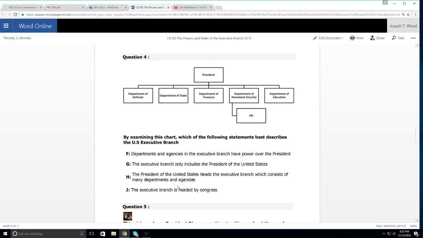The rest just don't make sense. Executive branch is headed by Congress. Congress is not mentioned. The executive branch only includes the President of the United States. Well, that's just not true. You see all these other agencies. Department, agency, and executive branch have power over the President. If that was true, the graph would be flipped.